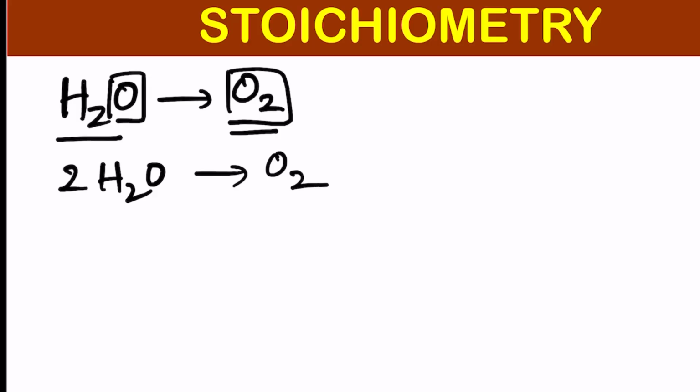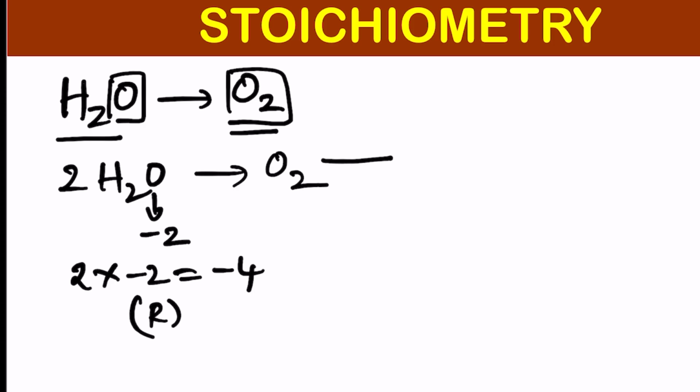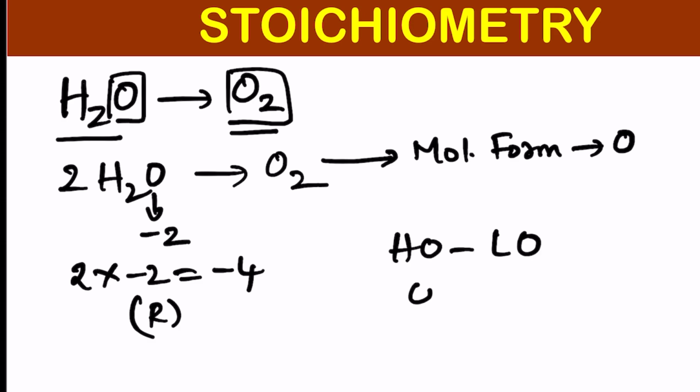So now oxygen's oxidation state, because it is regarded as an oxide, is -2. 2 into -2, -4 is the total oxidation state of oxygen on the reactant side. Now on the product side, oxygen is in its molecular form. The oxidation state of an element in its molecular form is 0. So on the product side it is 0. -4 and 0, which one is the higher oxidation state? 0. So now use the formula higher oxidation state minus lower oxidation state. That is equal to +4.